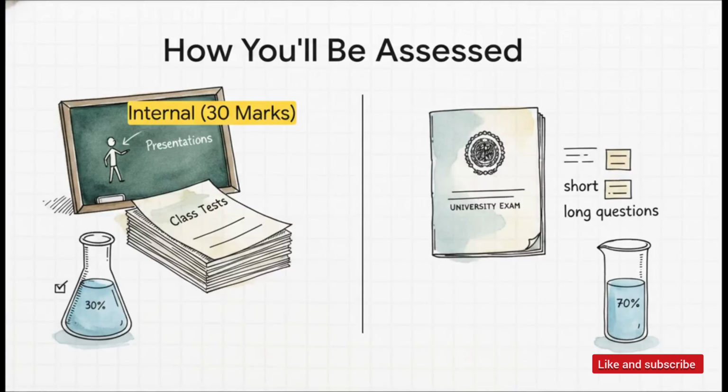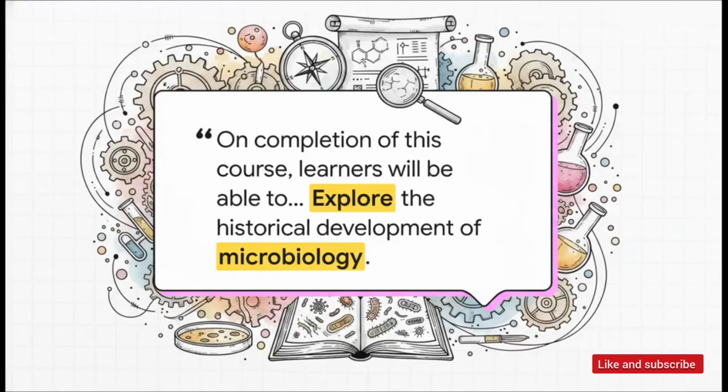So that 30% for internal assessment, that's going to come from things like class tests and presentations. And the final university exam will test your knowledge with all kinds of questions, from quick recall answers to those more in-depth, long-form explanations. This whole structure is set up to reward both your consistent effort and your deep understanding. And it all comes full circle. Remember that mission objective from the very beginning? Every single lecture, every lab, and every exam question is designed to build these core skills. You're not just learning stuff, you're becoming a capable scientific explorer.